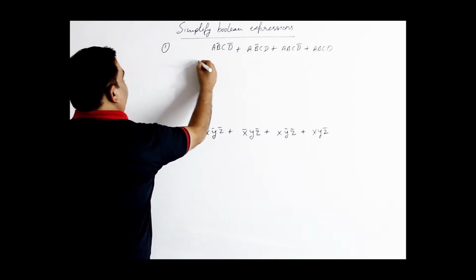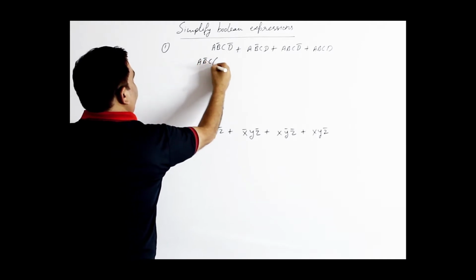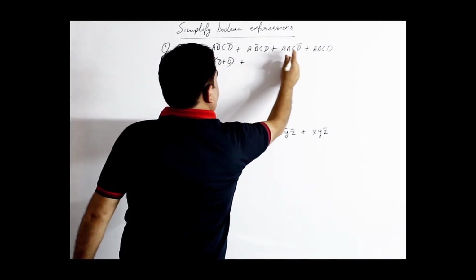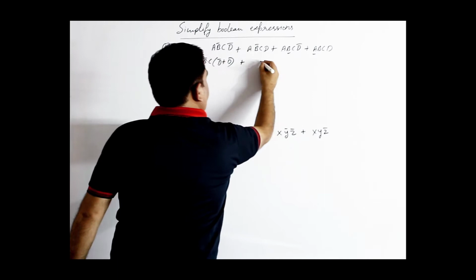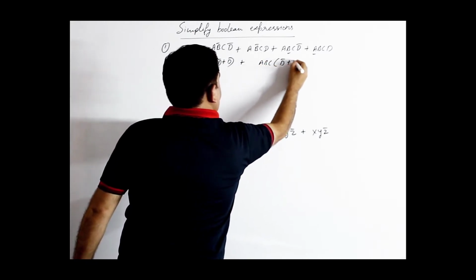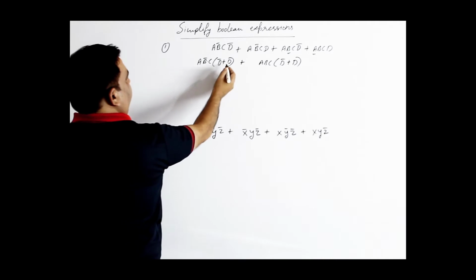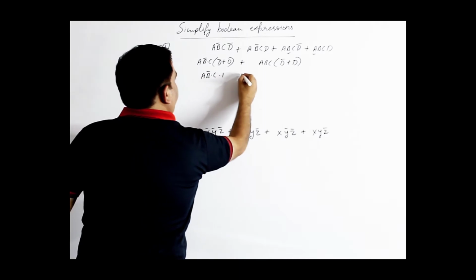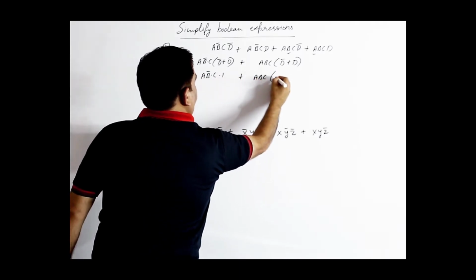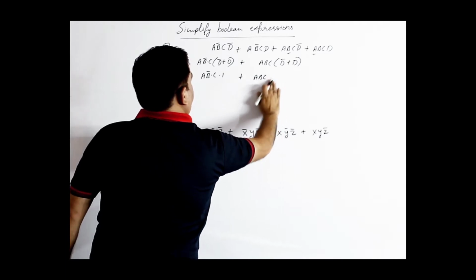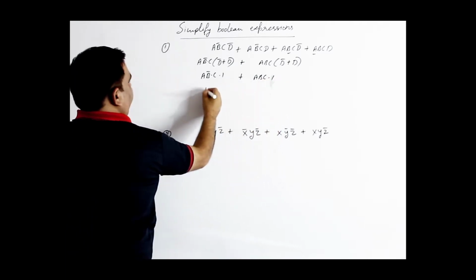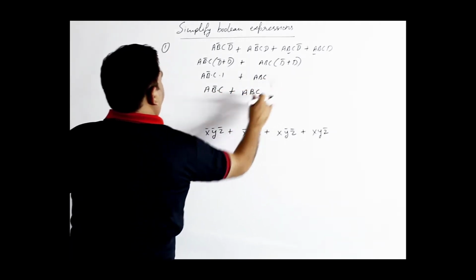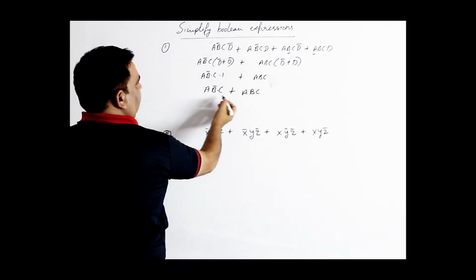You can take common AB complement C, D complement plus D, plus here take common ABC from these two terms, ABC inside D complement plus D, and according to law D plus D complement is 1. So, AB complement dot C dot 1 plus same way ABC dot 1, and dot 1 means you can remove the 1. So, ABC.